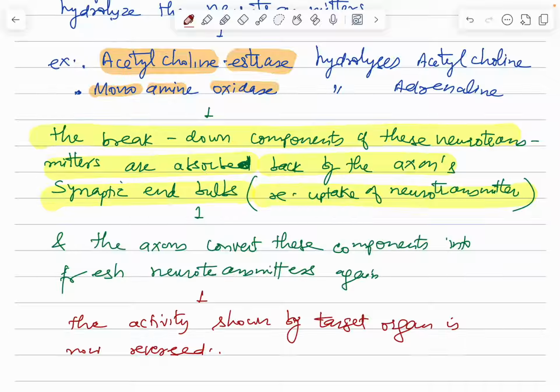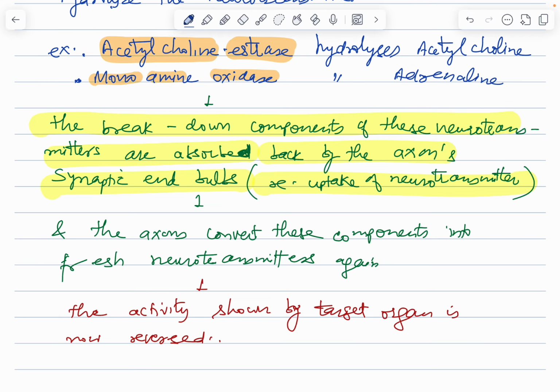Okay, so that's basically the different examples of enzymes that would be actually helping us to bring the target organ back to its original status, relaxed, inhibited, whatever it was. So that's it, guys. This was the various types of neurotransmitters, the enzymes in the synaptic cleft that digest them, and the process of reuptake.